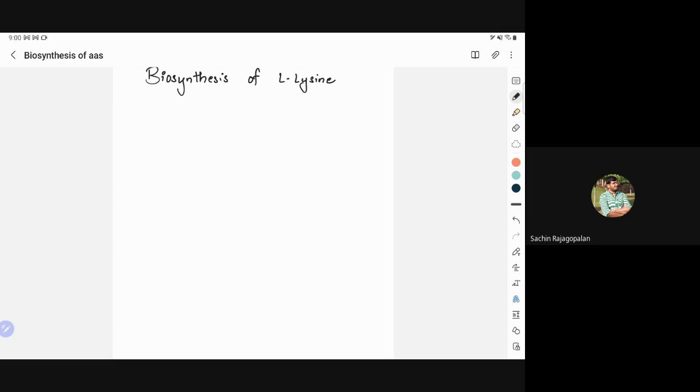So if they say that show the biosynthesis of L-lysine from oxaloacetate, then you will have to show from oxaloacetate how aspartate semialdehyde is formed and then continue from aspartate semialdehyde to the rest of the pathway. I hope that makes sense to all of you. So now without wasting any further time, let us delve into this pathway. So aspartate semialdehyde is something like this.